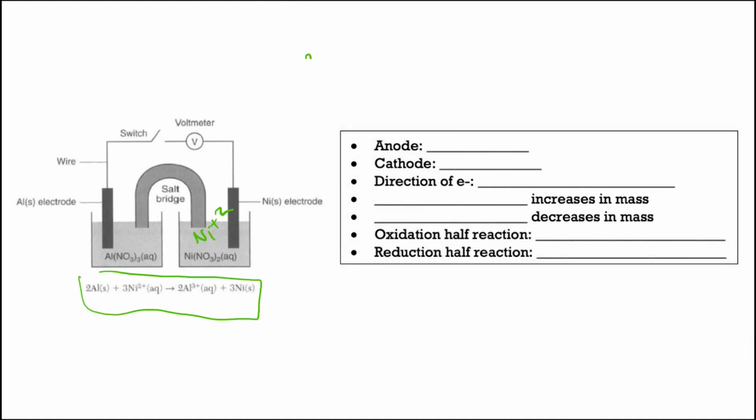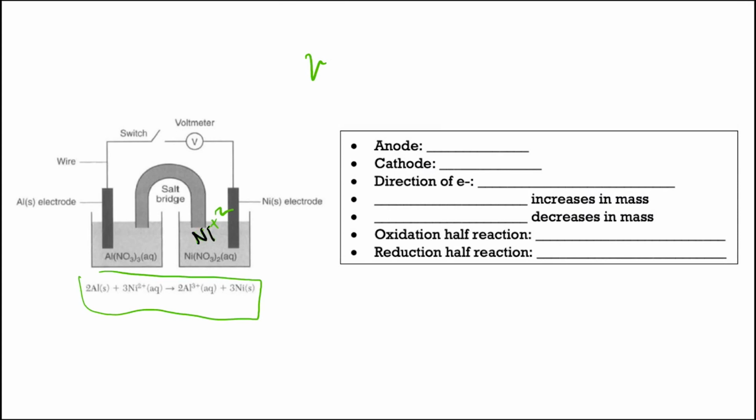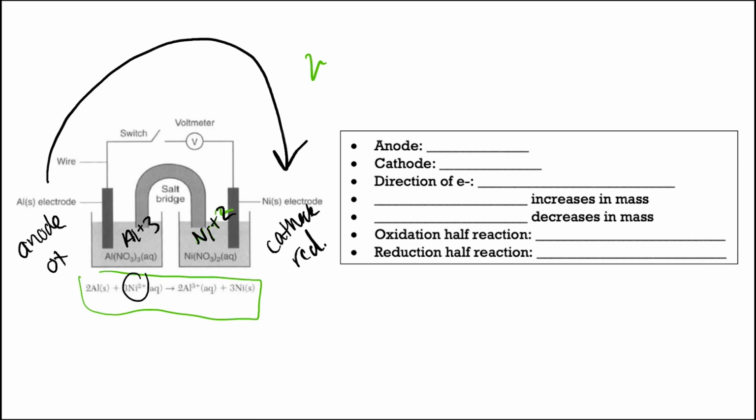Ni, switch colors, plus 2. You know that from right there. And then Al has a plus 3 charge. So if we look at table J, aluminum is higher, which makes it the anode, and that makes nickel the cathode. And again, that's where reduction happens, and electrons move anode to cathode.